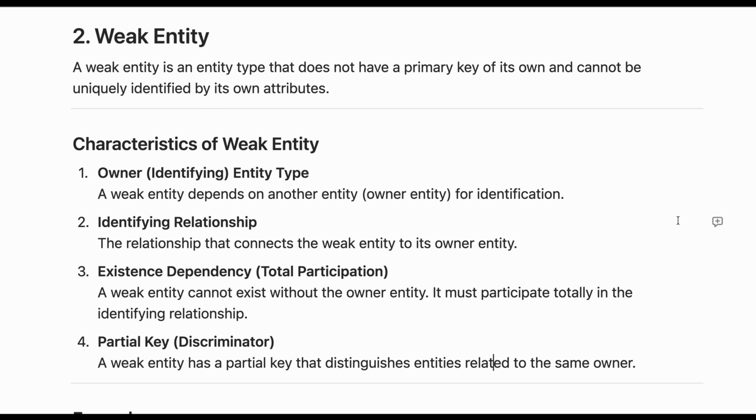Now move to the third one, which is existence dependency, or we can say total participation. In this, a weak entity cannot exist without the owner entity. This is called total participation. Now move to the fourth one, which is partial key. A weak entity has a partial key, also called a discriminator, which helps distinguish between similar entities under the same owner. Now let's take an example.